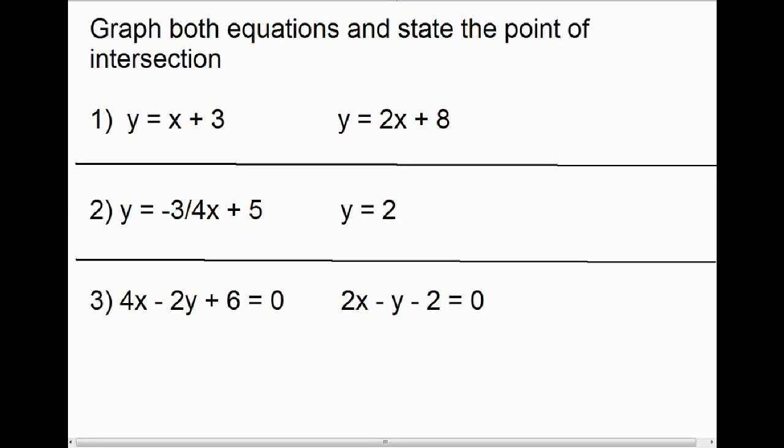You'll notice question number 3, those are not written in slope y-intercept form, so you might want to put them in slope y-intercept form first. And then again, just state what, if any, point of intersection there is. If you're able to do that, congratulations, you now have a firm understanding of point of intersection of two linear equations.